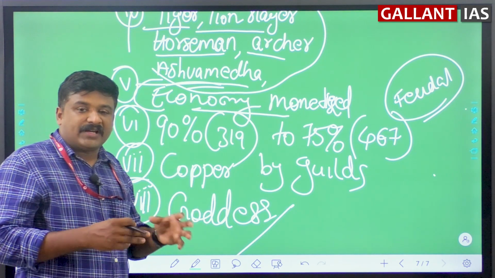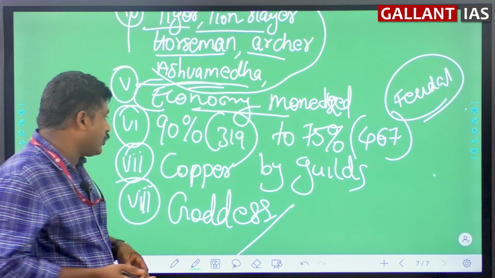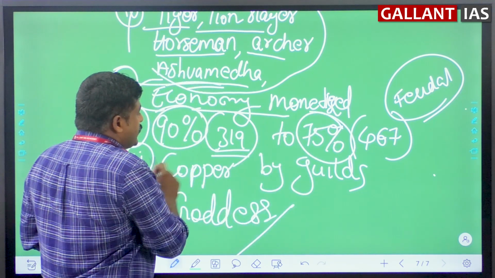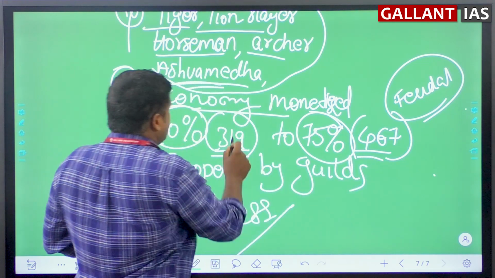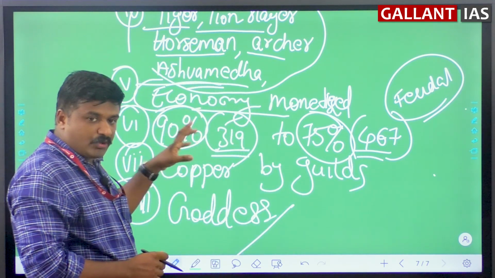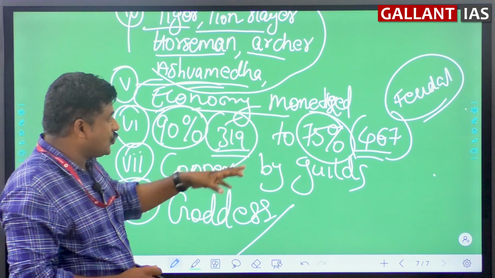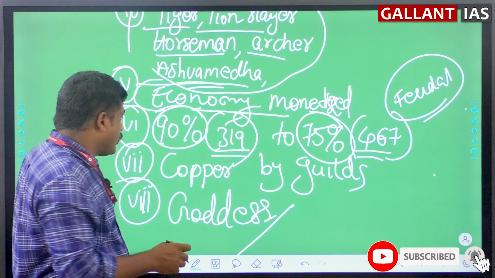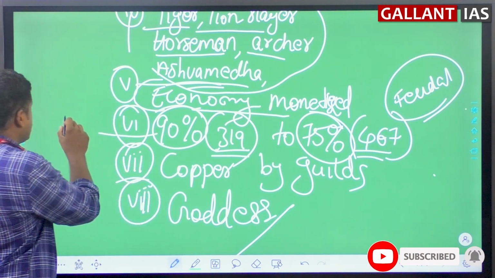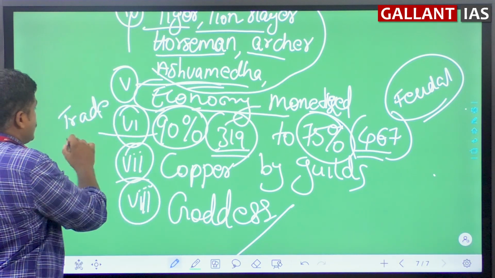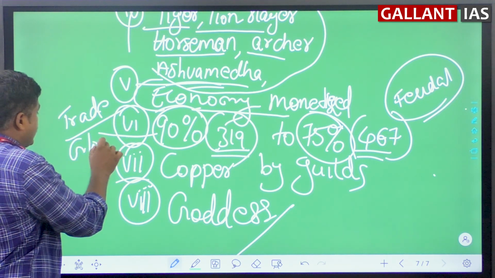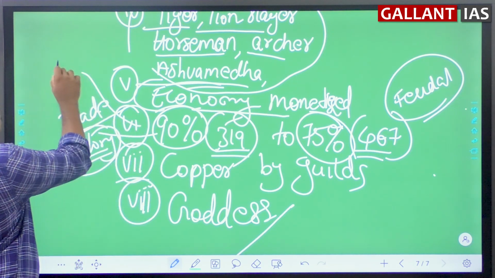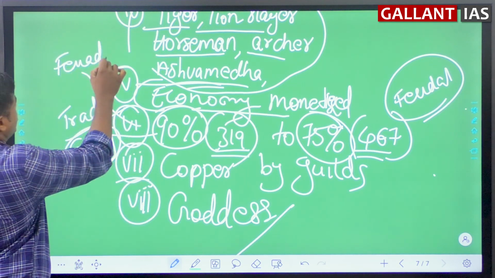Then gradually you can see that there is a decline in the purity of the gold coins from 90% to 75%, from 319 AD to 467 AD. I mean, from Chandragupta, the original official founding father, to Skandagupta's time, if you check, there is a decline in the purity of the gold coins. That indicates that yes, trade gradually declined, or the glory of this empire gradually declined. Okay, also it indicates that yes, feudalism gradually emerged.